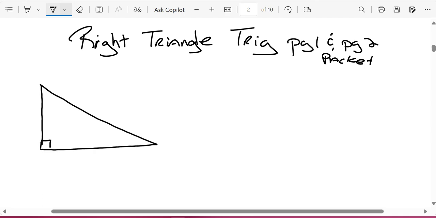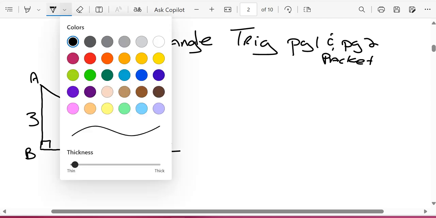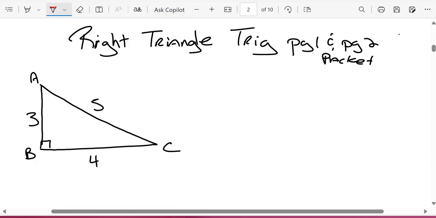So for right triangle trig, we'll just use this as our sample for our first couple of examples. This is leading up to us using our sine, cosine, and tangent, and that's going to be another method for us to find missing angles and sides in a right triangle.